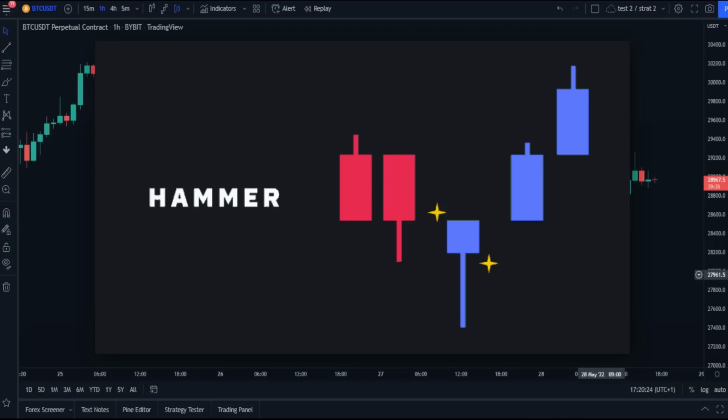Number 1. Hammer. Hammer is a bullish reversal candlestick pattern that occurs at the bottom of a downtrend. This bullish candlestick pattern is formed when the open and low prices are almost the same. This pattern should consist of a lower shadow, which is twice as long as the real body.